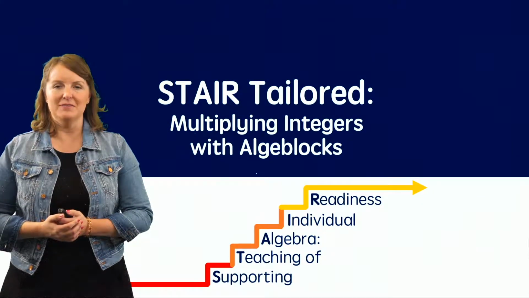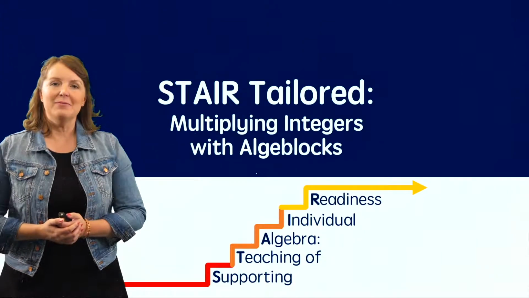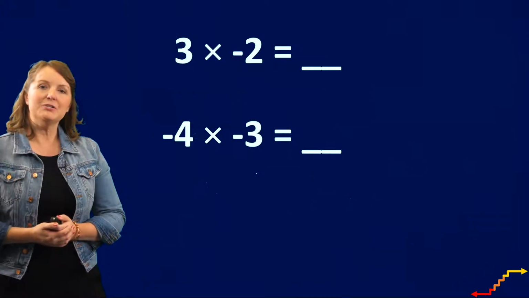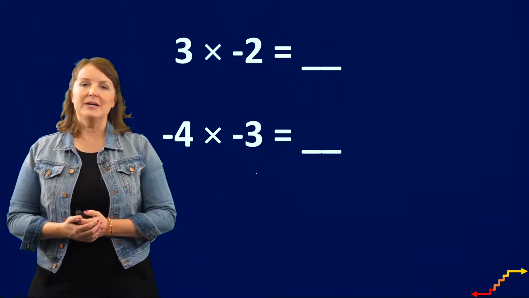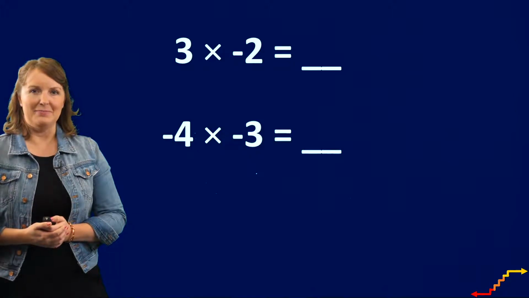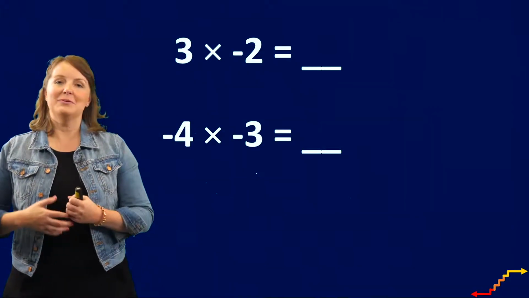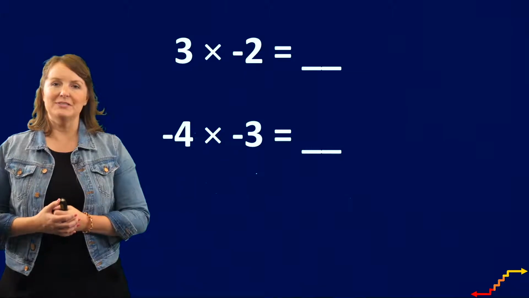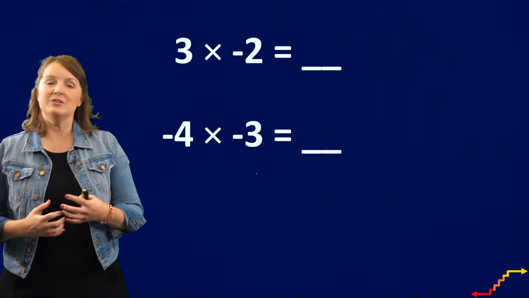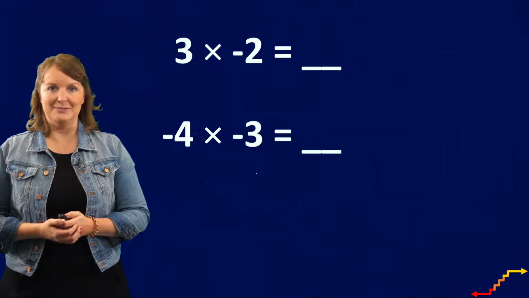I'm Sarah Powell from the University of Texas at Austin, and today we're going to multiply integers using the Algeblocks. So we're going to solve these two problems here, 3 times -2 and -4 times -3. I'm going to move to my document camera so we can talk through how we can help students set up and solve these problems using concrete manipulatives that help them visualize what the multiplication means.